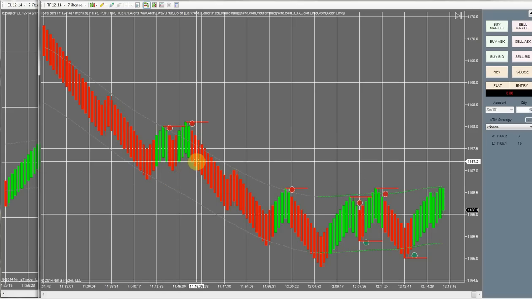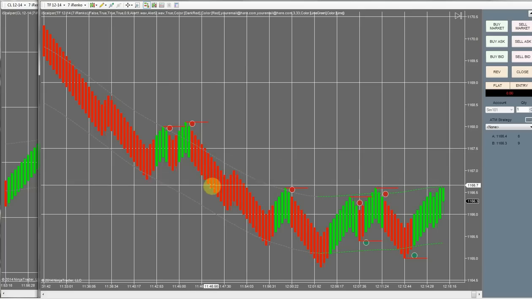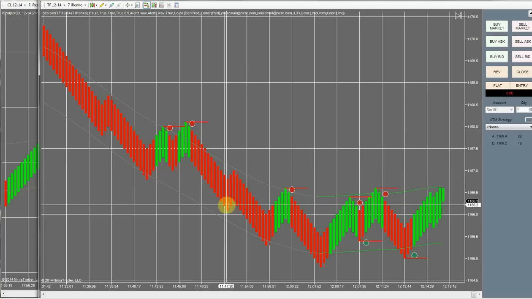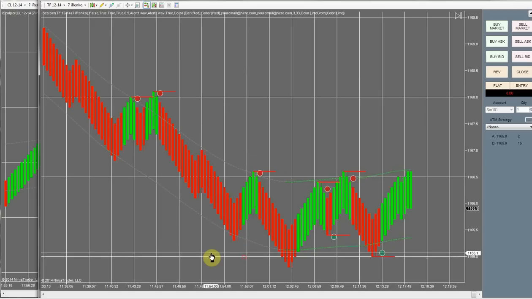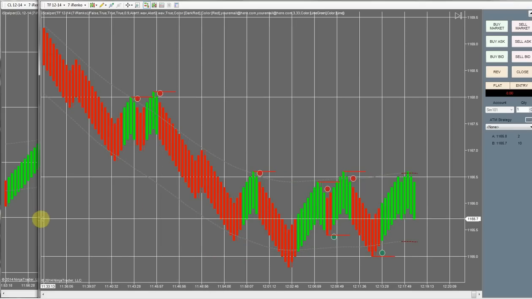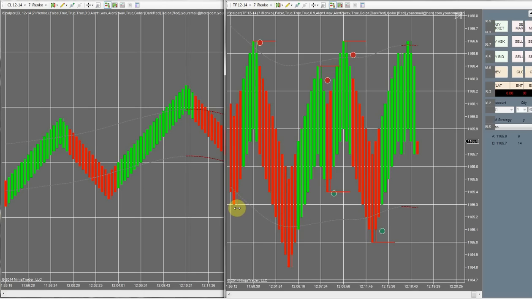For example, right here, beautiful setup. Center would have been around here. Bar closed way up here. So 67.2 down to 66.2 would have been right here. So we could have taken off our first contract right there, and then moved our stop down into profit to manage the second.